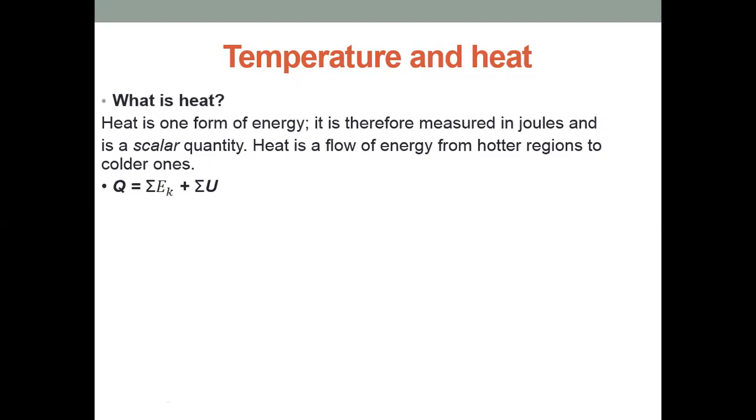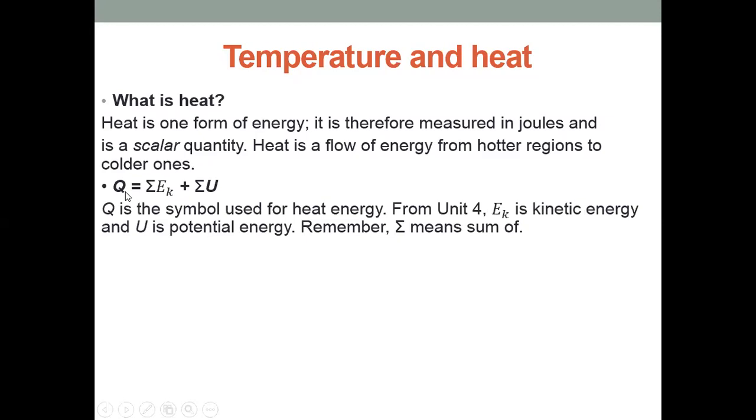So to find the total heat energy in a body, we are going to add the total kinetic energy and the total potential energy the body has. The total kinetic energy and total potential energy a body has will give us the total heat energy that body possesses. Here, EK stands for kinetic energy and U stands for potential energy. And this symbol stands for sum, total or sum.